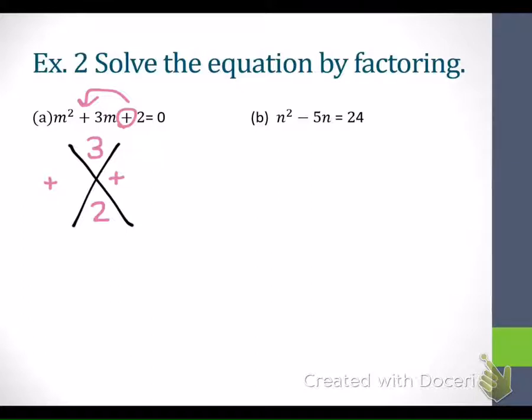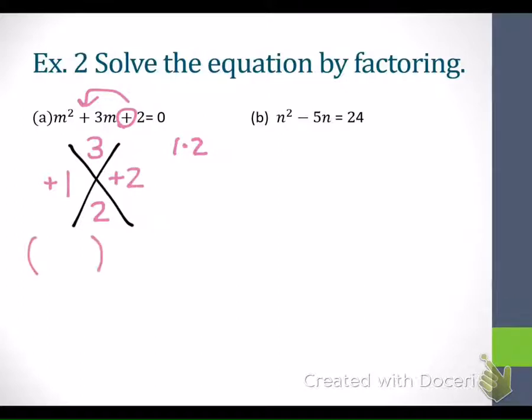I need factors of 2. So 1 times 2. Am I going to be adding these or subtracting these? My signs are the same, so I'm going to be adding. Does 1 plus 2 give me 3? Yes. Good. So I plug them in.